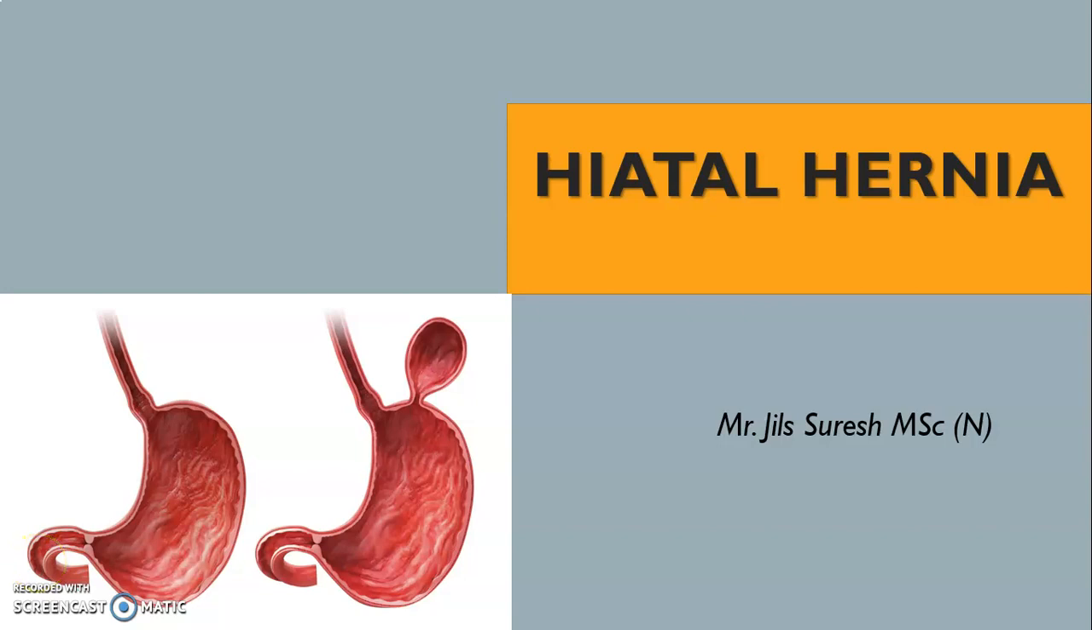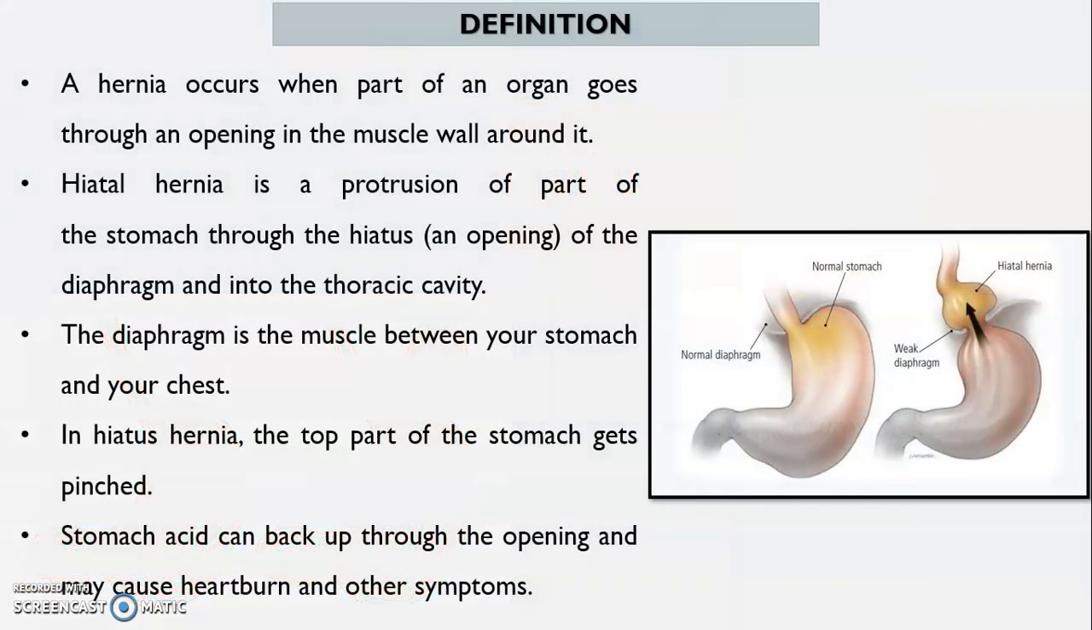Hiatal hernia. Definition of hiatal hernia. A hernia occurs when part of an organ goes through an opening in the muscle wall around it. Hiatal hernia is a protrusion of part of the stomach through the hiatus of the diaphragm and into the thoracic cavity. The diaphragm is the muscle between your stomach and your chest. In hiatus hernia, the top part of the stomach gets pinched. Stomach acid can back up through the opening and may cause heartburn and other symptoms.